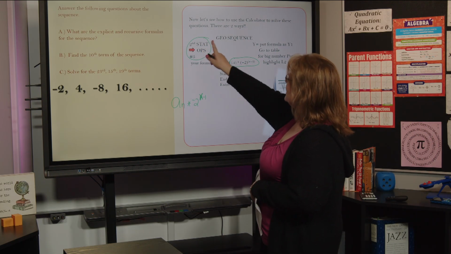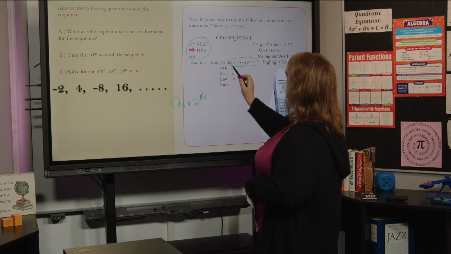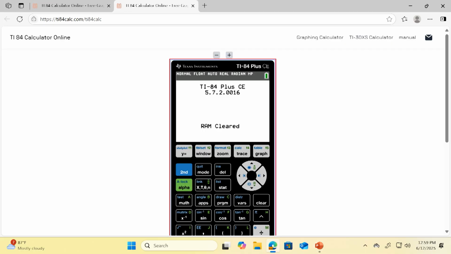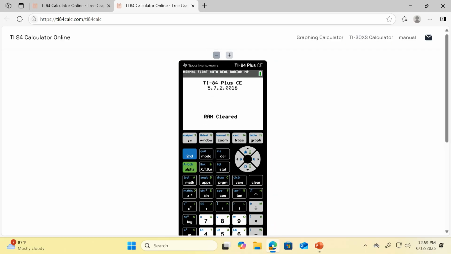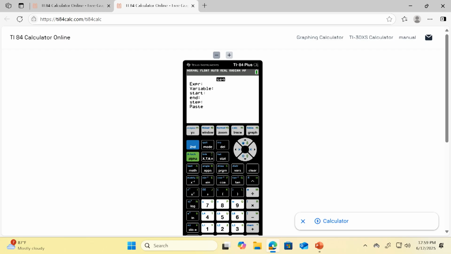We're going to go to second stat, go over to ops and go to number 5, and then put in the formula just like this. So let me show you what we're going to do. Here's my calculator. I'm going to go right to ops and down to number 5, which is our sequence button. Then I'm going to put in our expression.